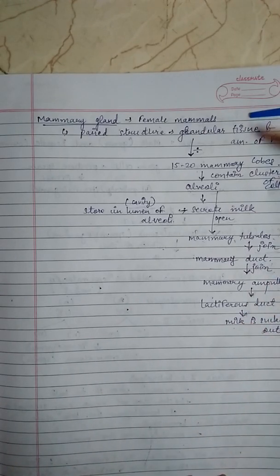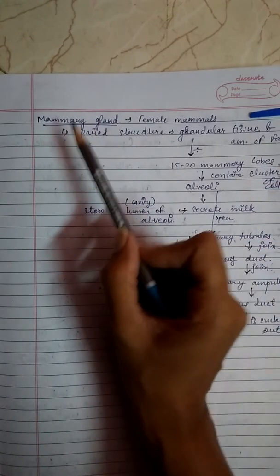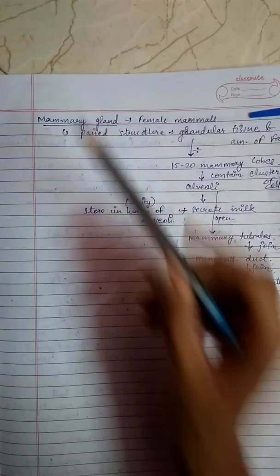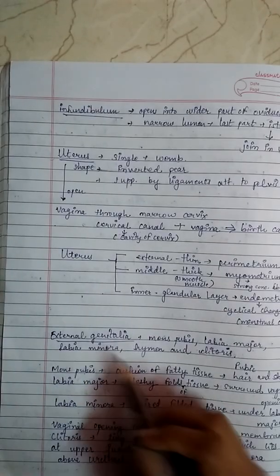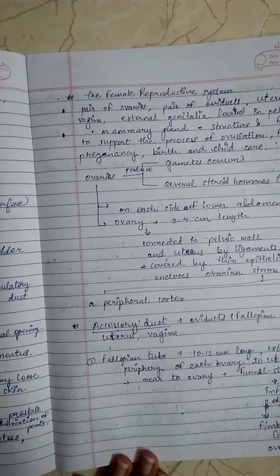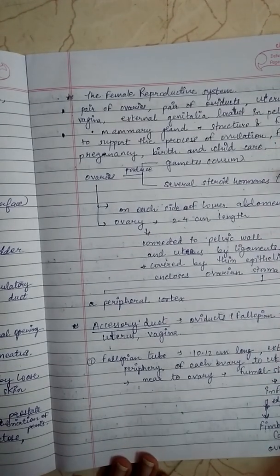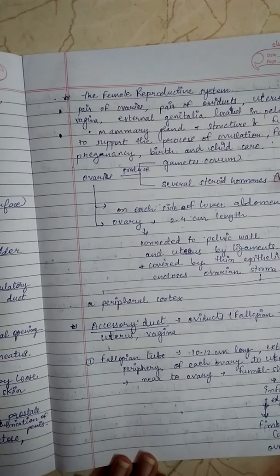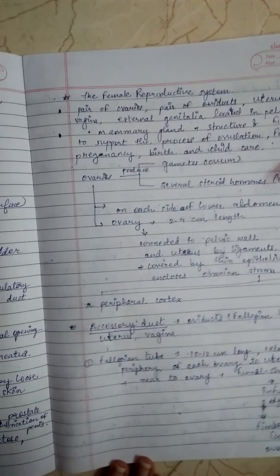So this whole topic you have to memorize. The topics are the mammary gland and external genitalia, and then the female reproductive system. All these things are included in the female reproductive system, so you need to memorize them with the diagram.